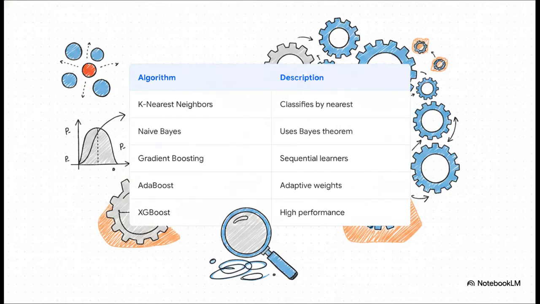Now, what's really interesting about the slide is how our source categorizes this next set of algorithms strictly under the umbrella of finding patterns, unsupervised learning. While you might actually see tools like K-nearest neighbors or boosting used in supervised contexts a lot, here we're focusing on their raw structural power. We're talking K-nearest neighbors classifying by proximity, naive Bayes leveraging probability, and heavy hitters like gradient boosting, AdaBoost, and XGBoost, sequentially combining weaker models to uncover those deeply hidden data structures.